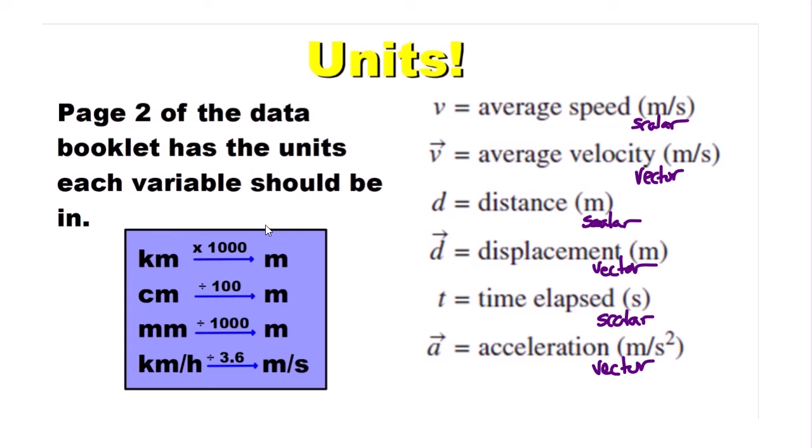And you'll have to do some unit conversions here too. We went through how to do those and reviewed that in our chemistry unit, and I might post a separate video with some reminders for how to do that. But here's some of your common unit conversions that you might have to do.